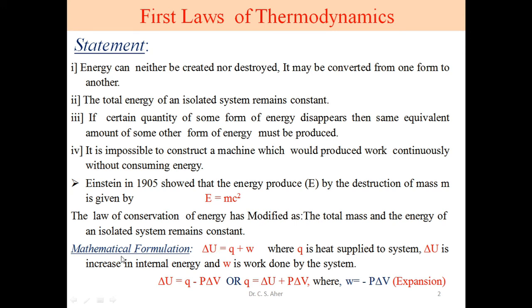What is the mathematical formulation? ΔU = Q + W, where Q is the heat supplied to the system, ΔU is the increase in internal energy of the system, and W is the work done by the system. This equation is further written as ΔU = Q − PΔV, or Q = ΔU + PΔV. What is this PΔV? Here PΔV is the work done in the form of expansion.